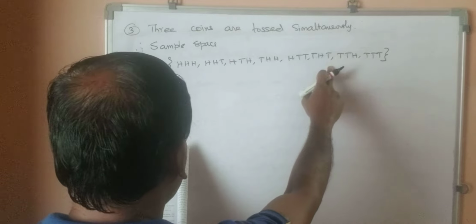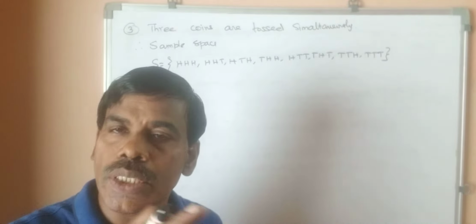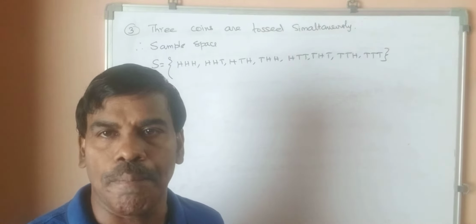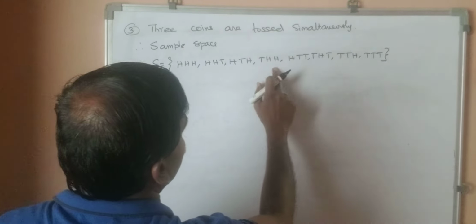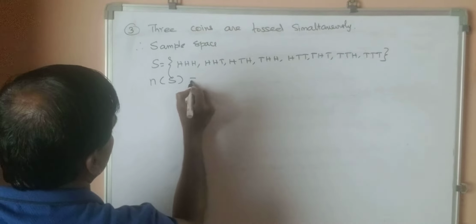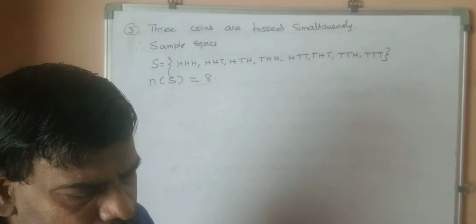HTT, THT, TTH, TTT. So this is the sample space when you are tossing 3 coins at a time. Now how many sample points are there? 1, 2, 3, 4, 5, 6, 7, 8. So we have written the number of sample points. No problem. Now what is the first question?